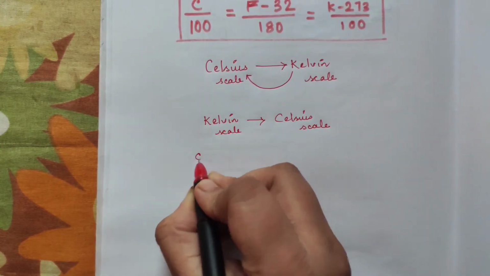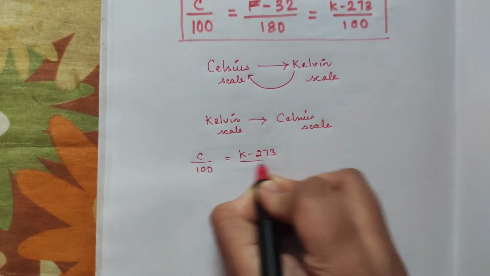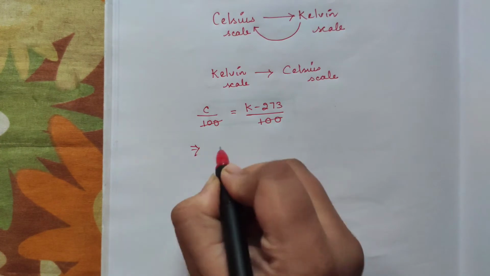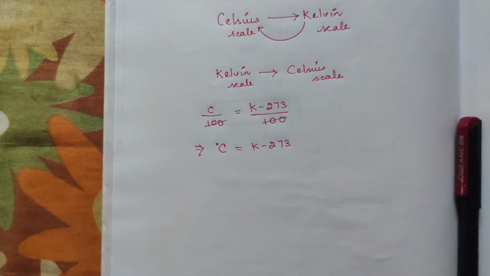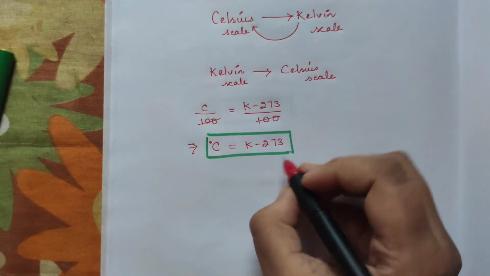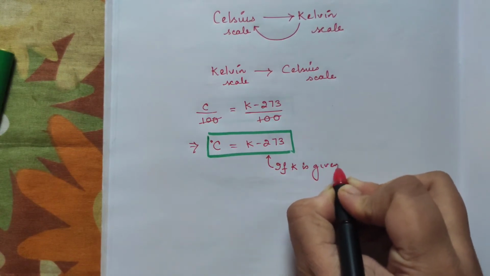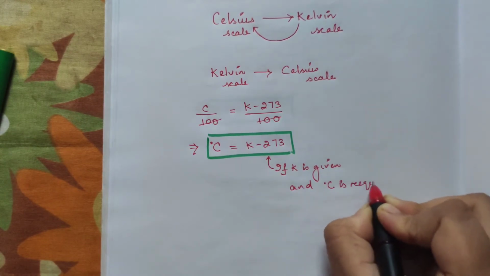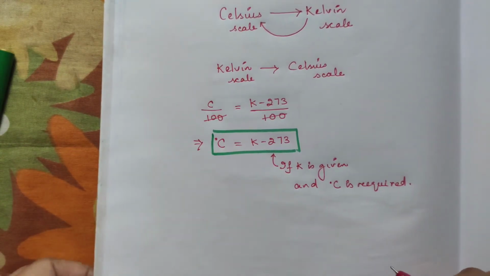So now let us write the formula. C by 100 equals K minus 273 by 100. Strike out. C equals K minus 273. Whoa, it's so easy. Done in a jiffy. Okay, so this is the formula, if K is given and C is required. Okay, so now I'm going to leave some space for some questions. Let us do it in the next page now.